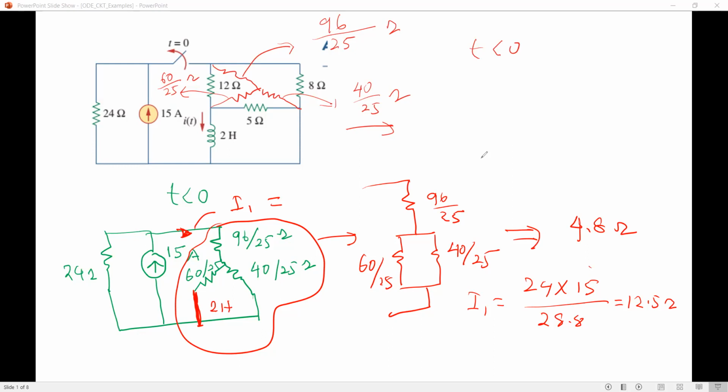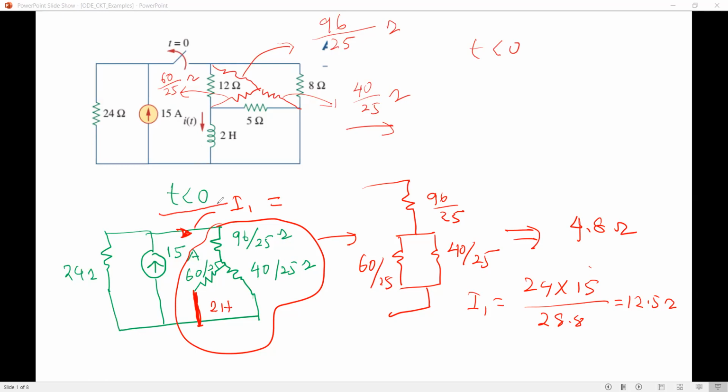Now our strategy should be to consider two states. One is time less than 0, and the other is time greater than or equal to 0. Why do we need time less than 0? Because whenever we find a differential equation for the current i(t), we need the initial value, and that initial value will come from this state.